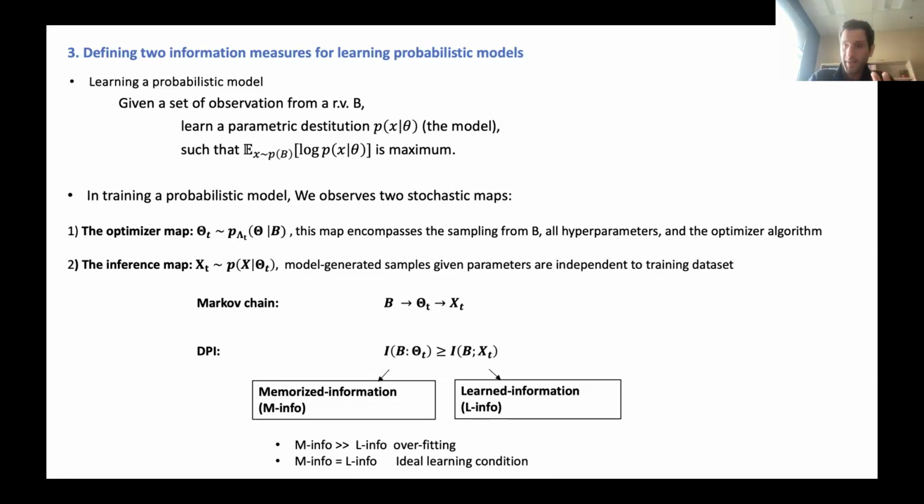So here we are getting distant from what Tishby said. We are not looking at mutual information between our hidden layers and input layers. This is more similar to what Hinton did, where we are looking at mutual information between the parameters, and then the samples that our model generates, with the ground truth random variable. So let me tell you what this inequality means in this setup.